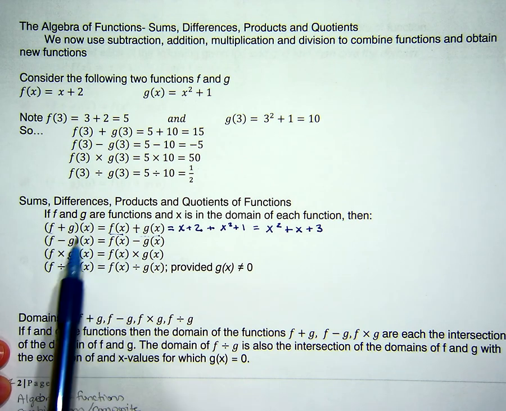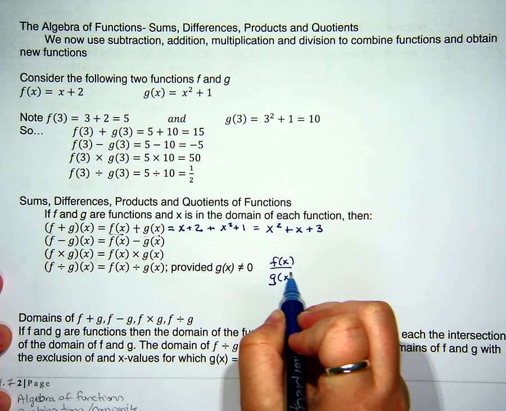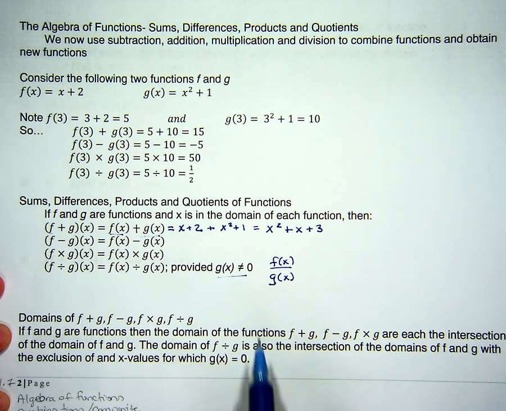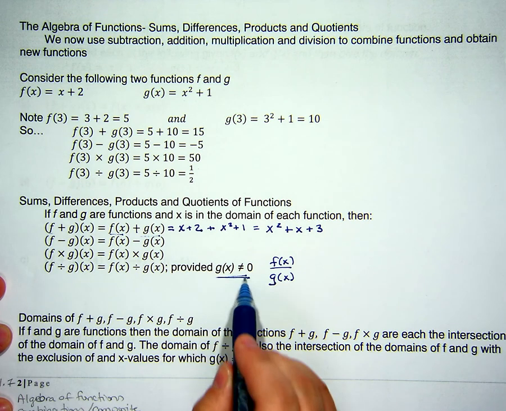One thing to remember is that if you have f divided by g of x, f of x divided by g of x, the rule is that g of x cannot be 0. Why can't g of x be 0? You cannot divide by 0, and so that's why we have to have that stipulation.